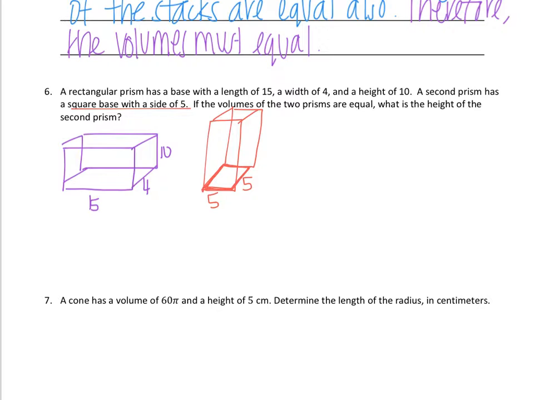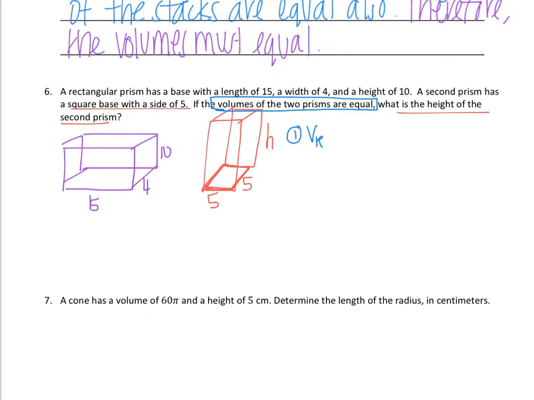They didn't tell us the height though, and that's actually our goal here. It says, what is the height of the second prism? So we're going to choose to call this h. They do tell us an important piece of information about the volumes, and it's that the volumes of the two prisms are equal. So our first step is to find the volume of the rectangular prism.